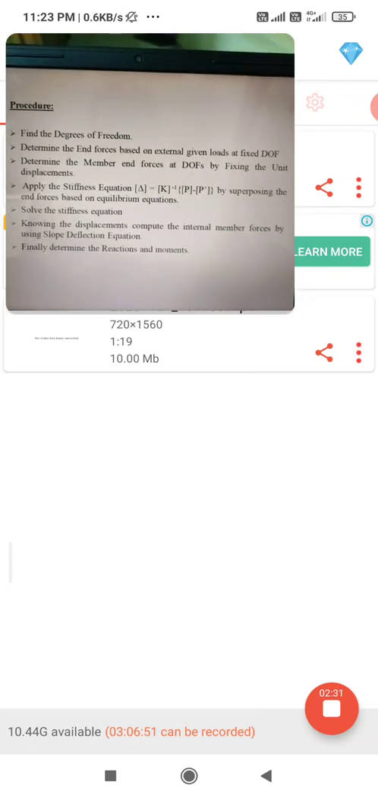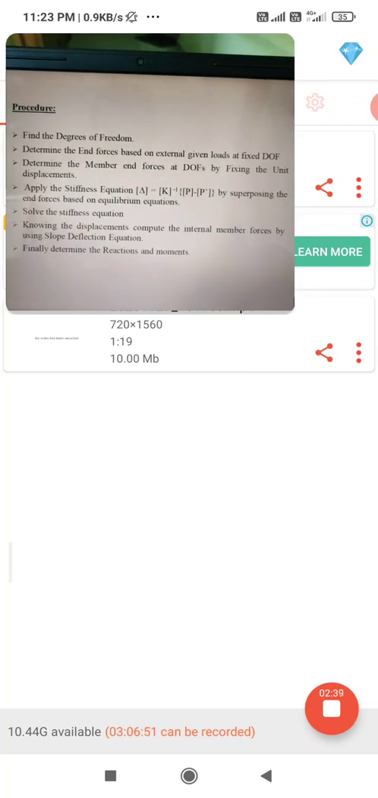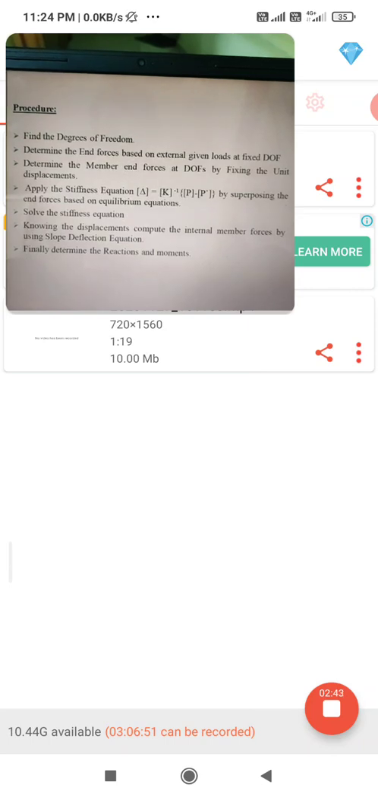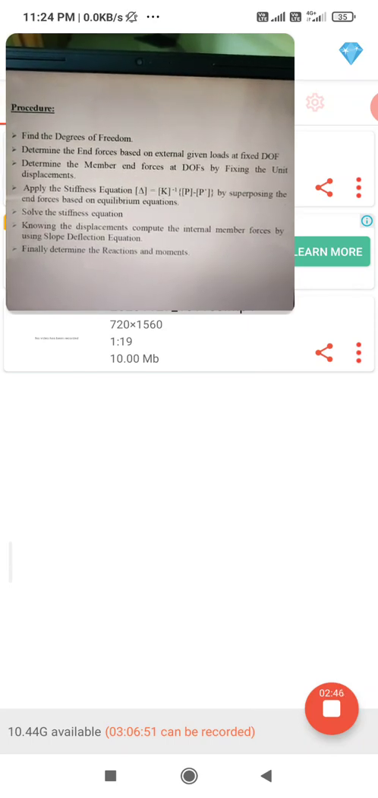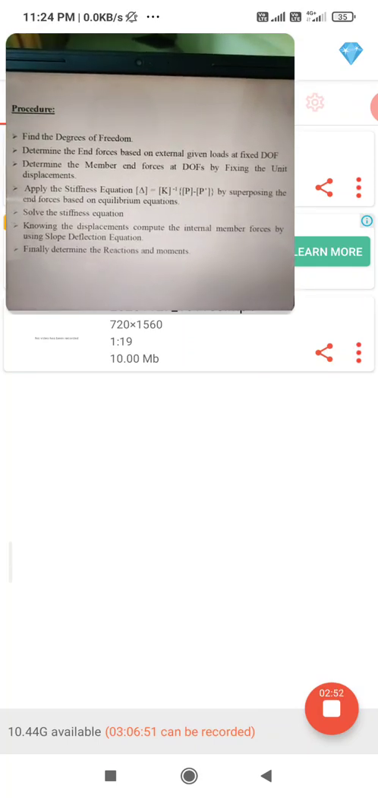MAB is equal to MFAB plus 2EI by L into (2 theta A plus theta B minus 3 delta by L). Theta will be 0 if the support is fixed. And finally, you have to determine the reactions and moments, and draw the bending moment and shear force diagrams.